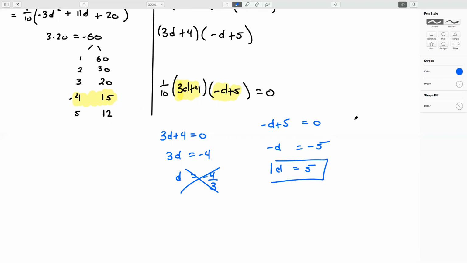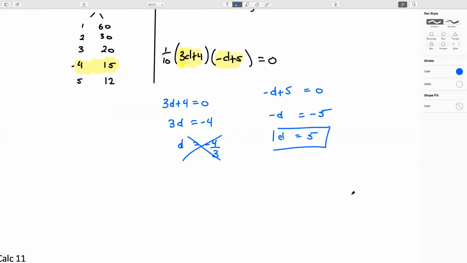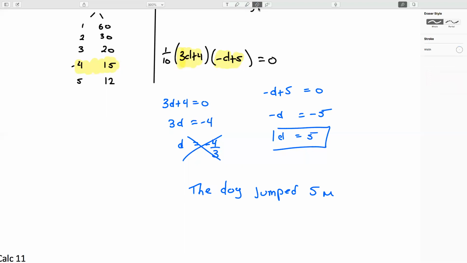That's our answer. So technically, this is a word problem. We should write the answer out. The dog jumped 5 meters. Or sorry, this is not in meters, this is feet, 5 feet.